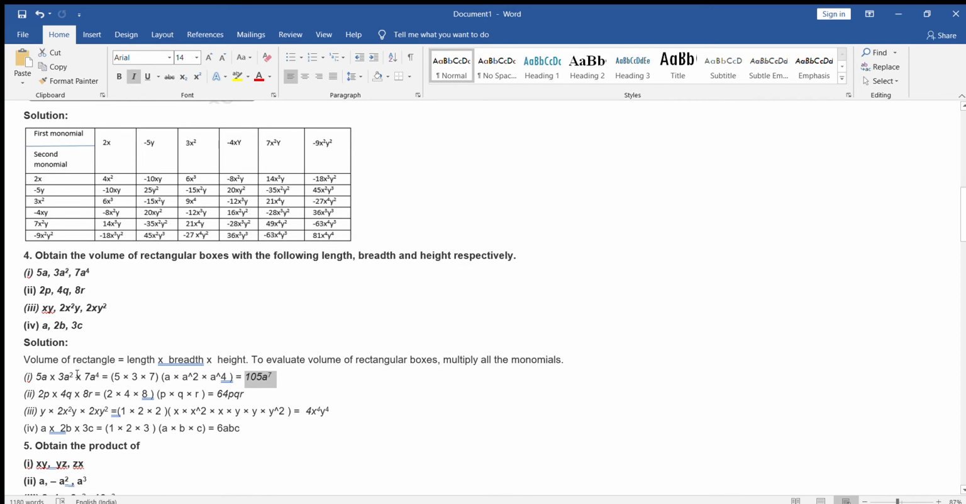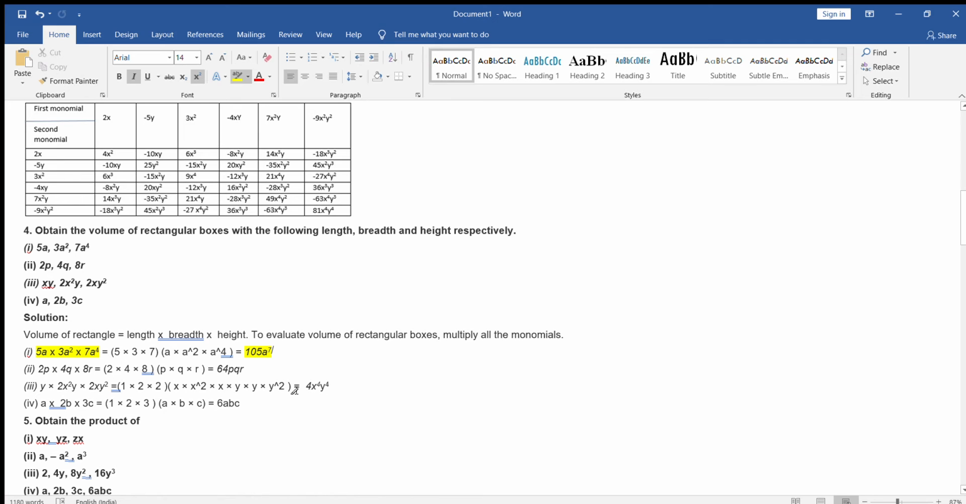Okay, then a to the power, we will add all the powers of a. In exponents and powers, we did this in the previous class, in 7th class: in multiplication, if the base is same, what happens? The powers are added. So check out the powers, 1 and 2, 3 plus 4, it is 7. So the result we are getting is 105 a to the power 7.